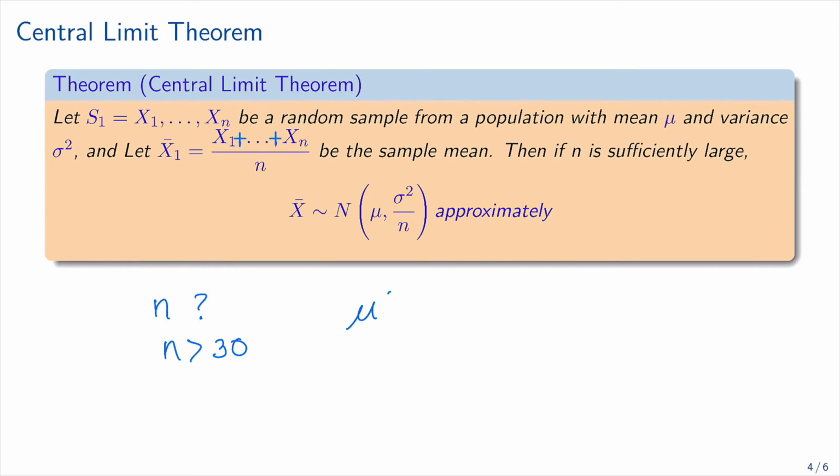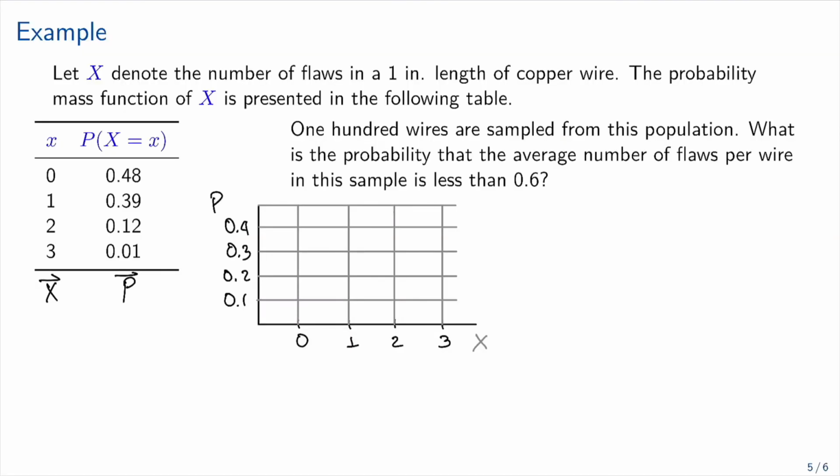Summarizing, the mean of the sample mean is the mean of the population, and its variance is the variance of the population divided by n, and it is normally distributed. Let's consider the following example. This is example 4.17 from the book.